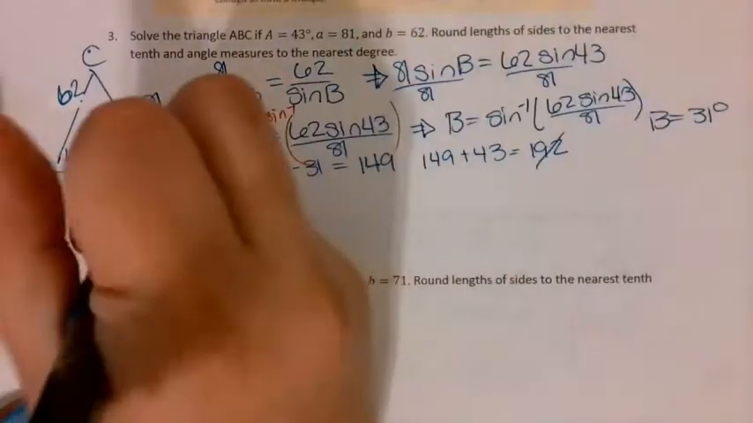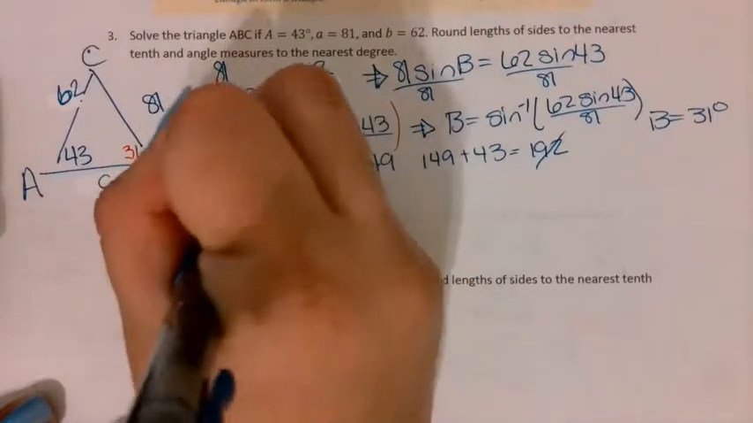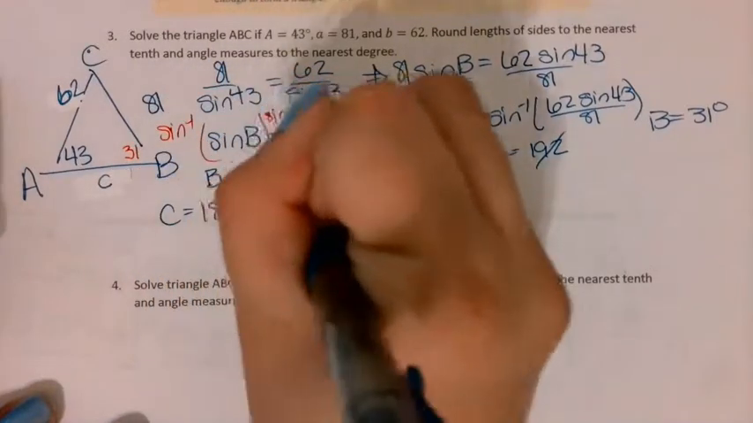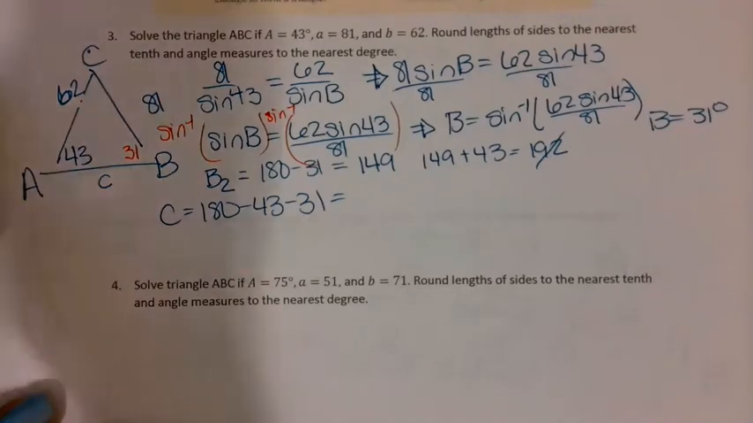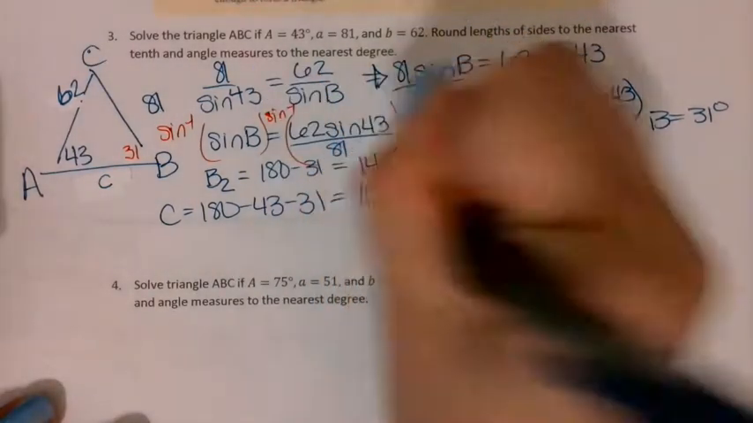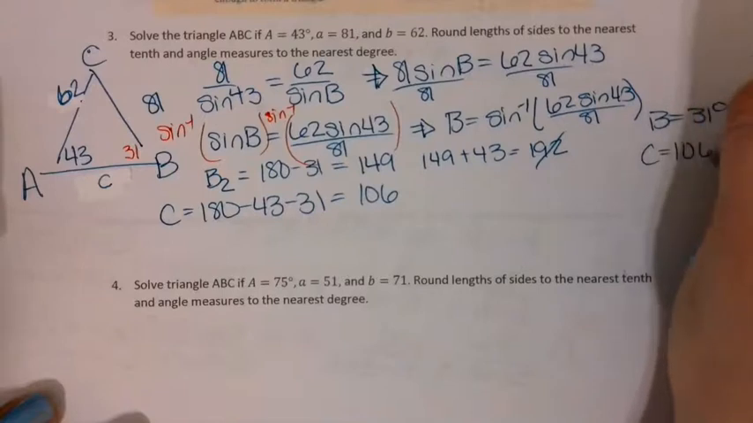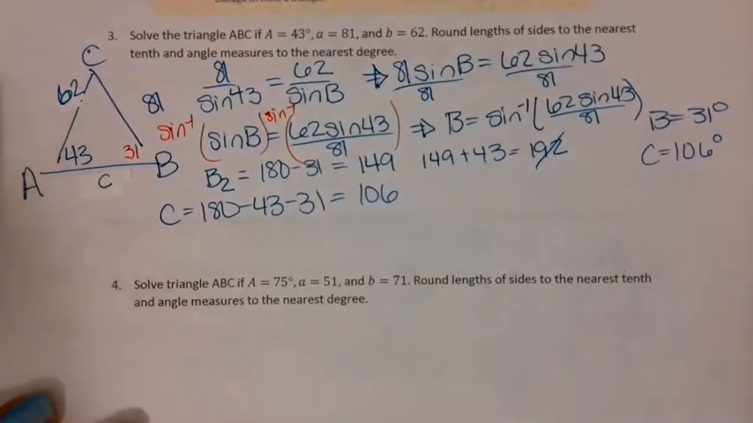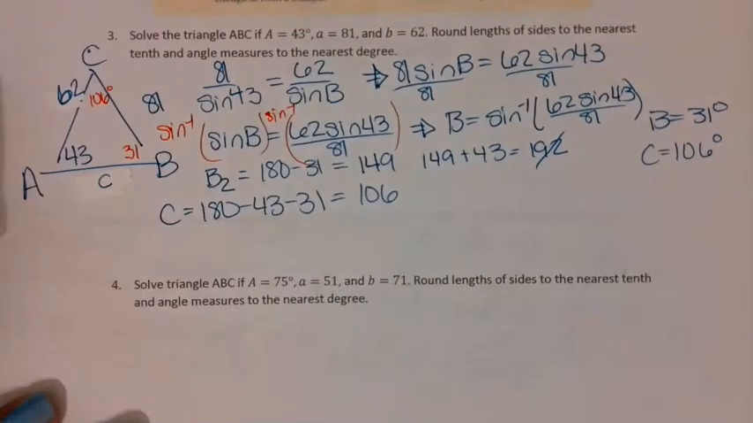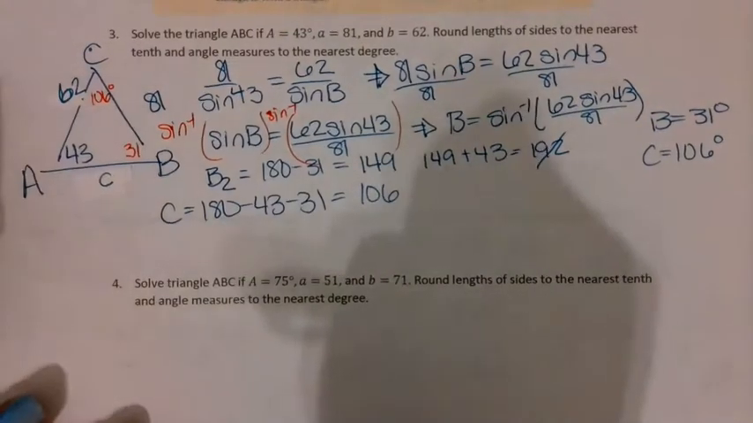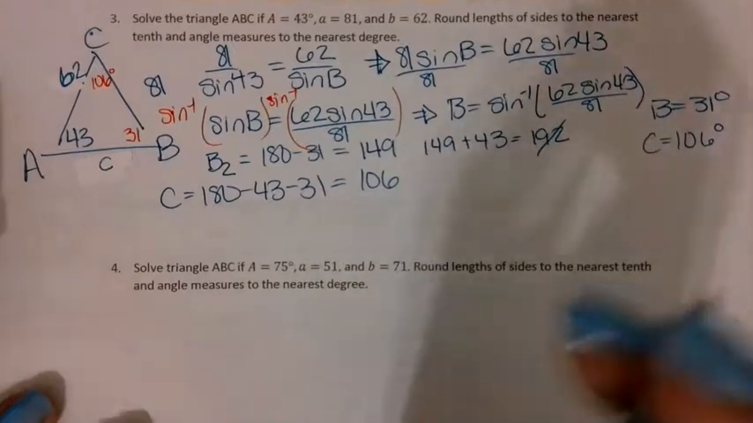Okay. Then I can solve for C, so I'm going to do 180 minus 43 minus the 31. This gives me 106 degrees. So C equals 106. Okay. Now that I know what C is for the angle measure, I can go ahead and plug into the law of sines to find the side length.